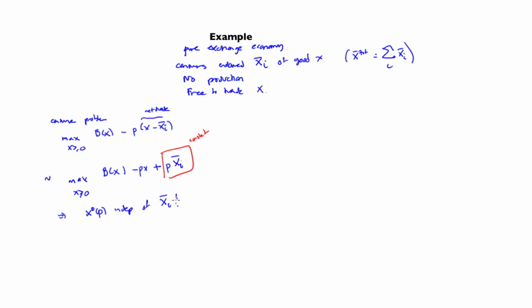And in particular, notice a nice intuition: we can think of the consumer problem as follows. I get my endowment, I sell it all at price P, and then I decide how much to buy back at price P. That's another way of thinking about it. And that is useful because we can represent the problem as follows.